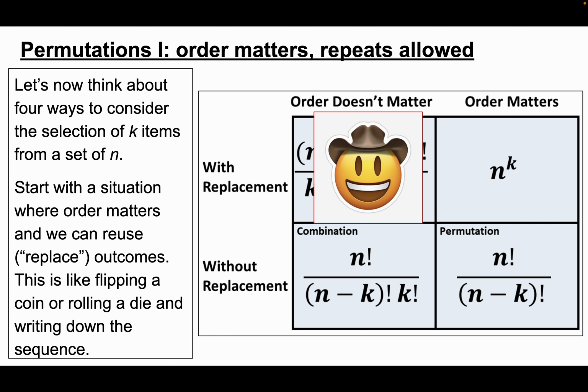Conversely, if you flip a coin and get a head, or you roll a die and you get a 5, then you can get that same outcome again. So that means you can reuse or replace them. So we're going to focus here on this cell. By the way, this cowboy here is just because this formula is a little scary looking and we don't need it. Order matters, with replacement. So let's start here.